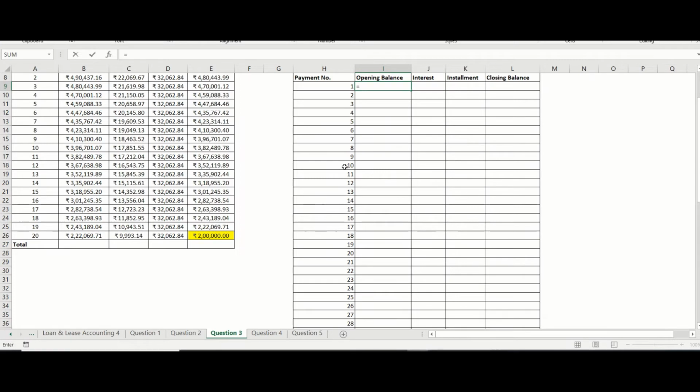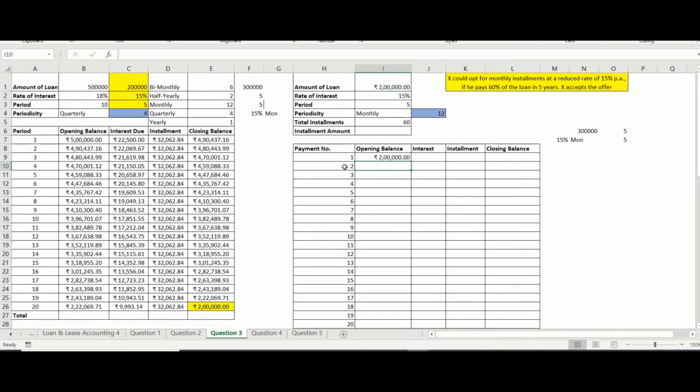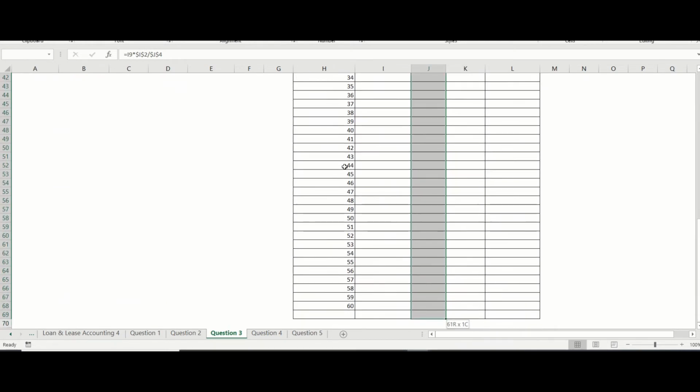Right. So opening balance here is my 2 lakh amount, है ना? Interest is opening balance multiplied by the rate, which is the new 15%, divided by periodicity, which is 12 because it is monthly payments. Drag it down. Right.